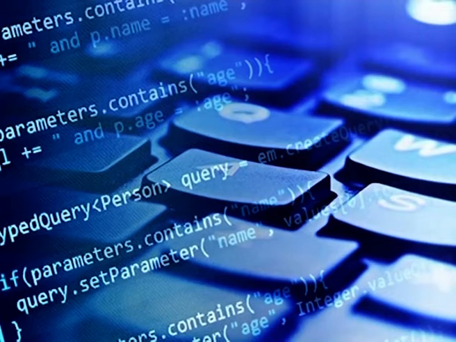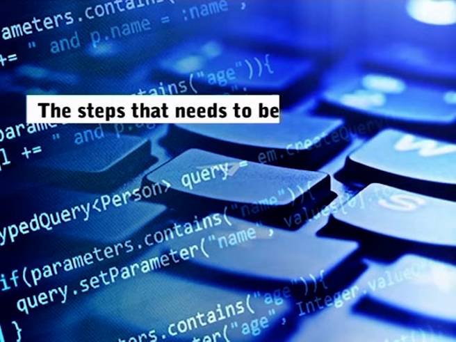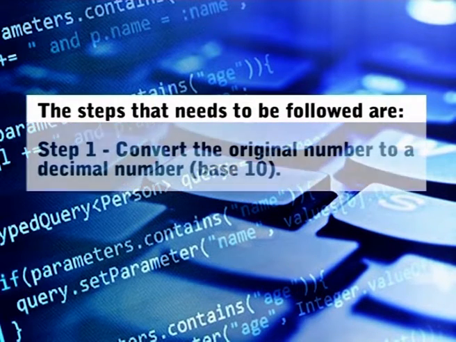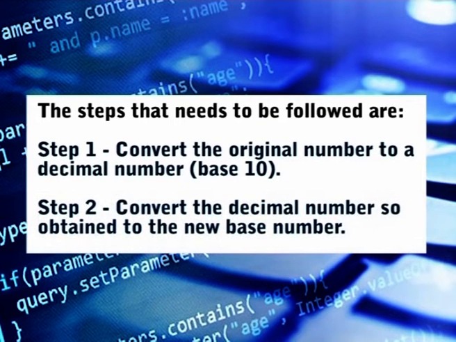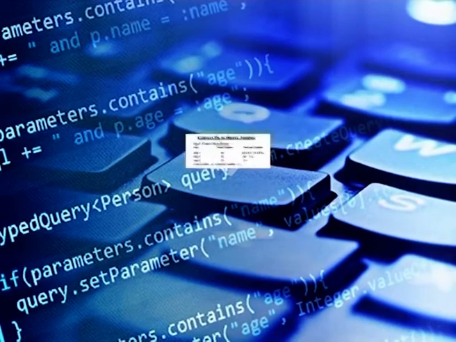Next is, if we want to convert other base system to non-decimal system, then the steps that need to be followed are: step number 1, convert the original number to a decimal number with base 10. Then in step number 2, convert the decimal number so obtained to the new base number. For example, we want to convert 25, an octal number, into a binary equivalent. This can be done as shown in the figure.